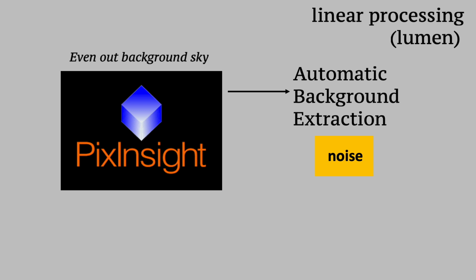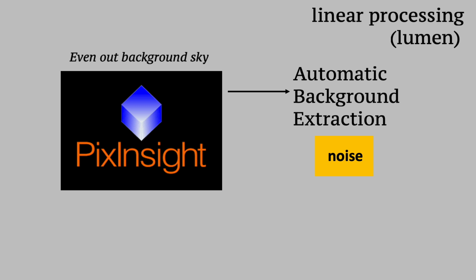The background sky is uneven, and so we use a tool in PixInsight called Automatic Background Extraction. I put noise here because it sort of addresses the noise, in the sense that because it evens out the background sky, it is kind of addressing noise somewhat.